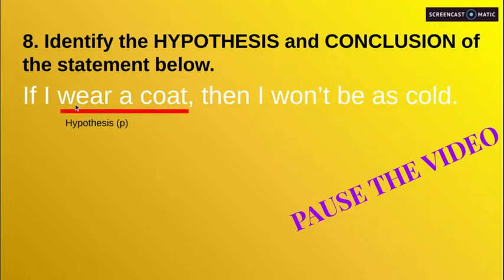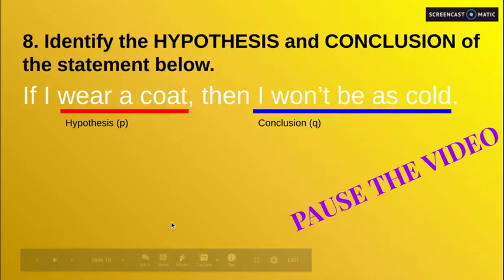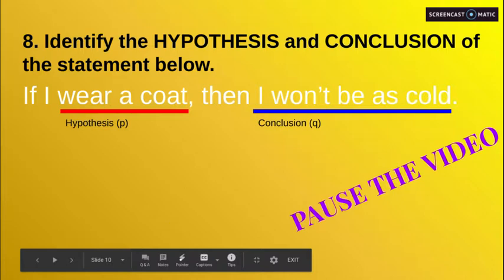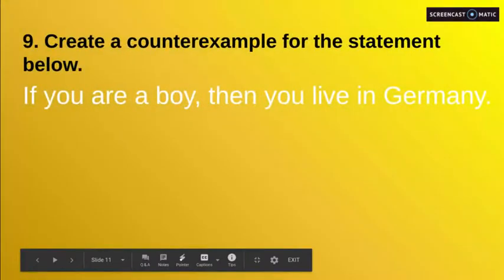I'm sorry that it didn't include I. I didn't mean to do that. And that can be displayed as P. But it does include I. It just doesn't include if. And then the conclusion, which includes, I won't be as cold. It does not include then. And it can be represented by Q.